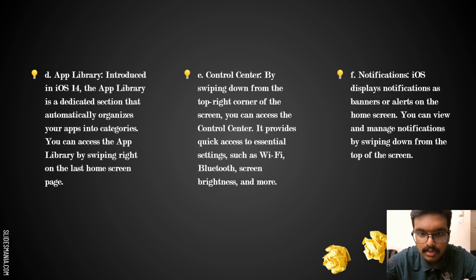E, Control Center. By swiping down from the top right corner of the screen, you can open the Control Center. It provides quick access to essential settings such as Wi-Fi, Bluetooth, screen brightness, and more. For F, notifications. iOS displays notifications as banners or alerts on the home screen. You can view and manage notifications by swiping down from the top of the screen.